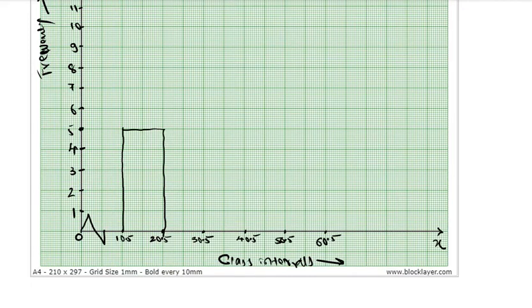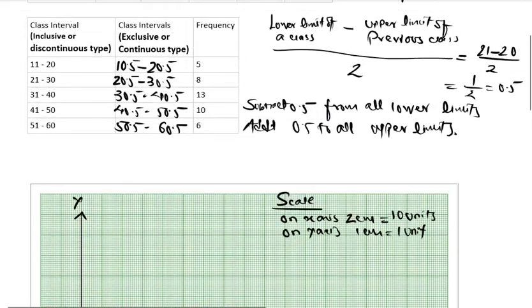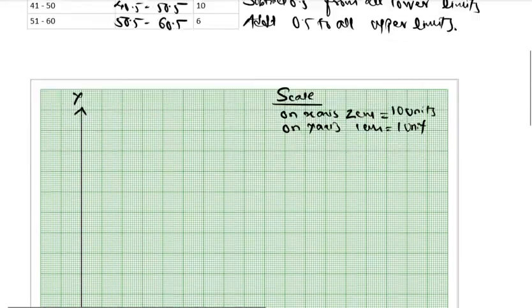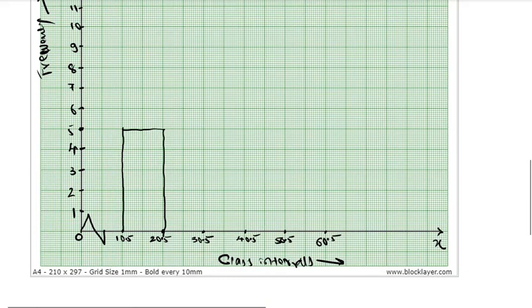So 10.5 to 20.5, the height is 5. Then 20.5 to 30.5, it's going to be 8. Okay, so this is going to be over here, 8. First draw this line with a scale, then this line over here, and then the last line over here.